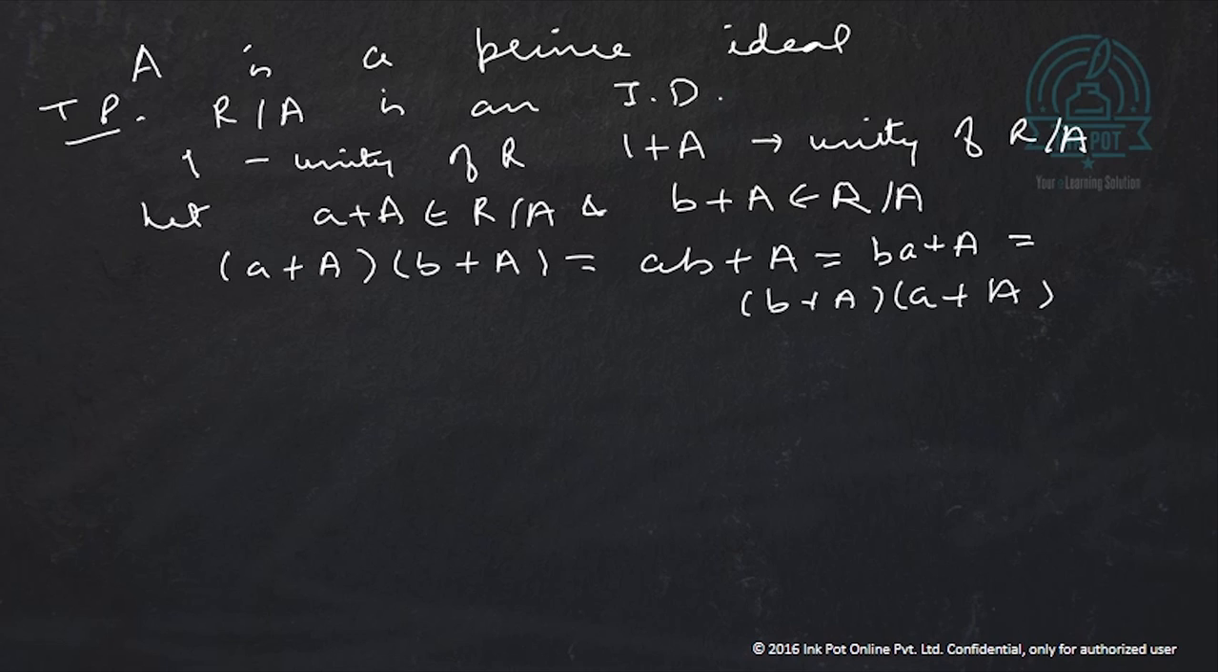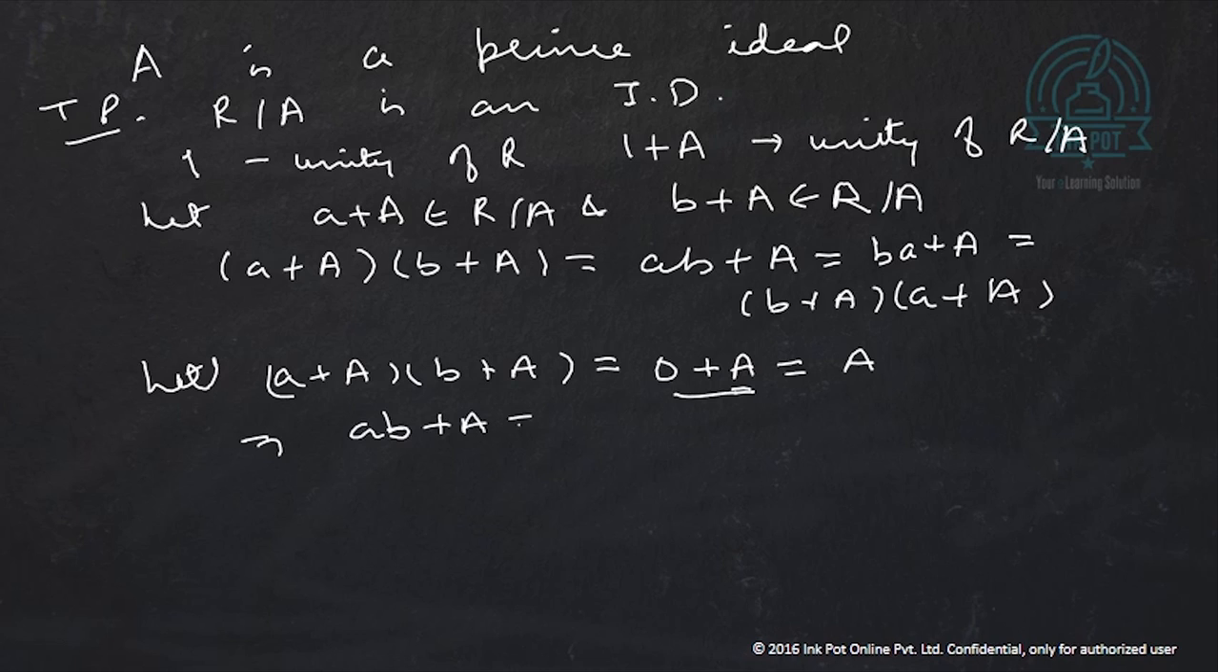Now we have to prove it has no zero divisors. So we let (a plus A) into (b plus A) equal to 0 plus A. This is the zero element of our quotient ring, which is equal to A. So this implies ab plus A is equal to A, and this implies that ab belongs to A. Now because A was a prime ideal, it means that either a belongs to A or b belongs to A by the definition of prime ideal.